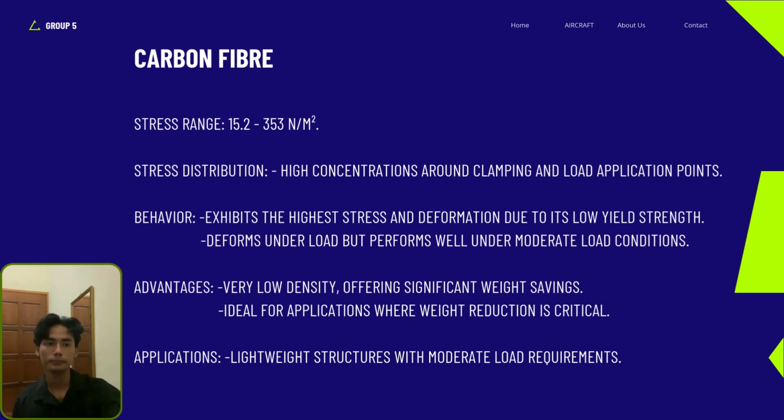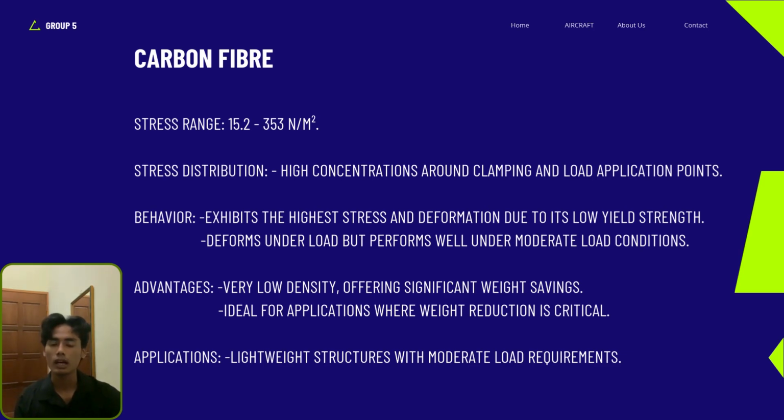Thank you. I will be presenting a comparison of three materials. First, let's look at carbon fiber. The von Mises stress in carbon fiber ranges from 15.2 to 353 N/m², with visible stress concentration in areas where the model is clamped and where the load is applied.